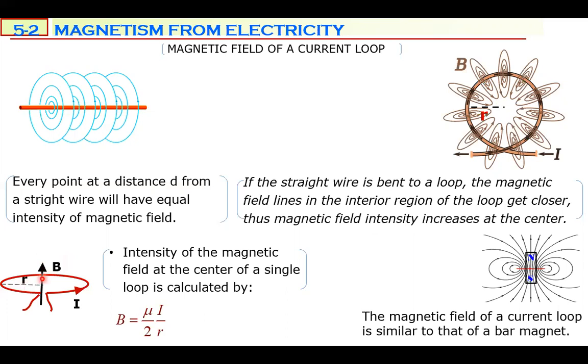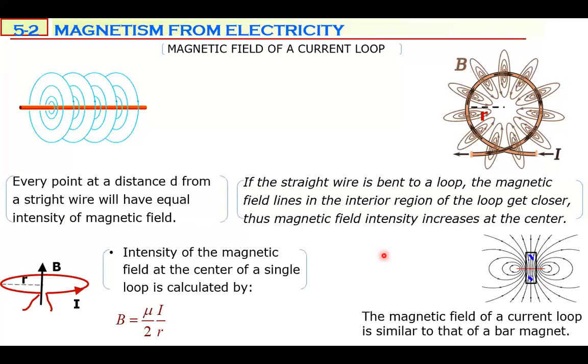So this is the easiest and most practical way of finding the magnetic field direction at the center of the circular loop. And this loop has an N pole and an S pole. The thumb also points to where the N pole is. So above the loop will be the N pole, and below the loop will be the S pole for this single loop. The magnetic field of a current loop is similar to the magnetic field of a bar magnet. Remember, a bar magnet also has an N pole and an S pole. So a current loop also has an N pole and an S pole.